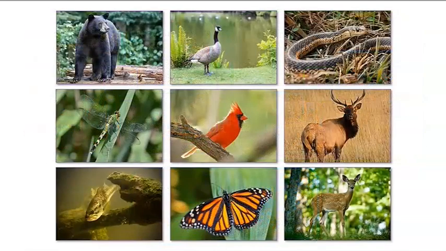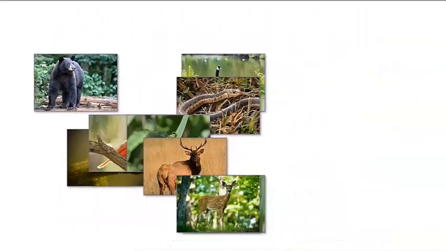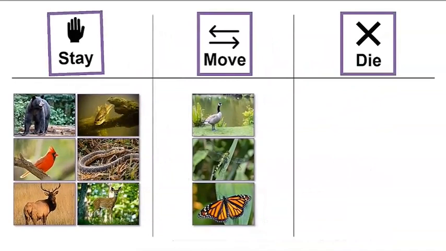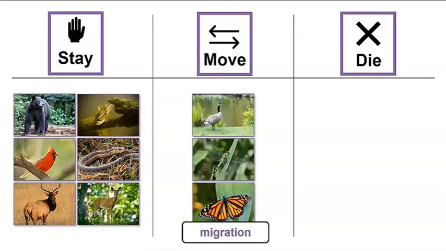Remember when we explored what happens to forest animals when winter comes? Some animals stay in the environment and hibernate or find other ways to survive. Some animals may die, although we didn't identify any in our investigation. And some animals move away when the seasons change, such as monarch butterflies. This kind of seasonal movement is called migration.